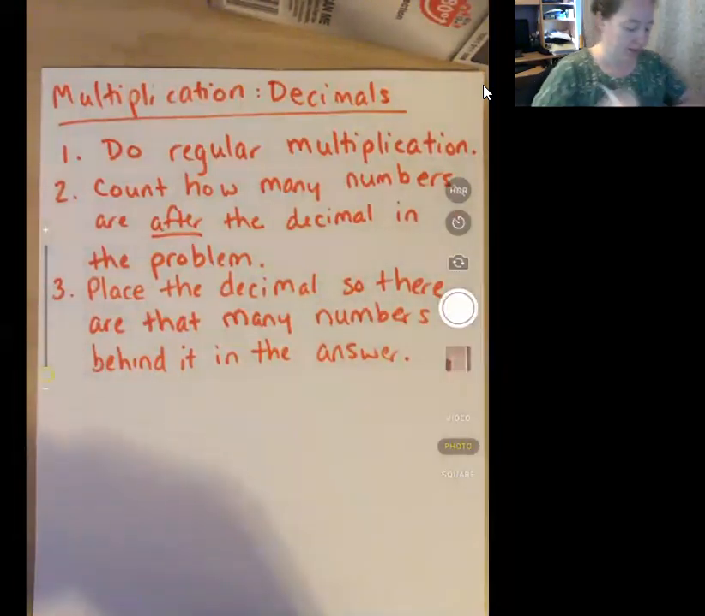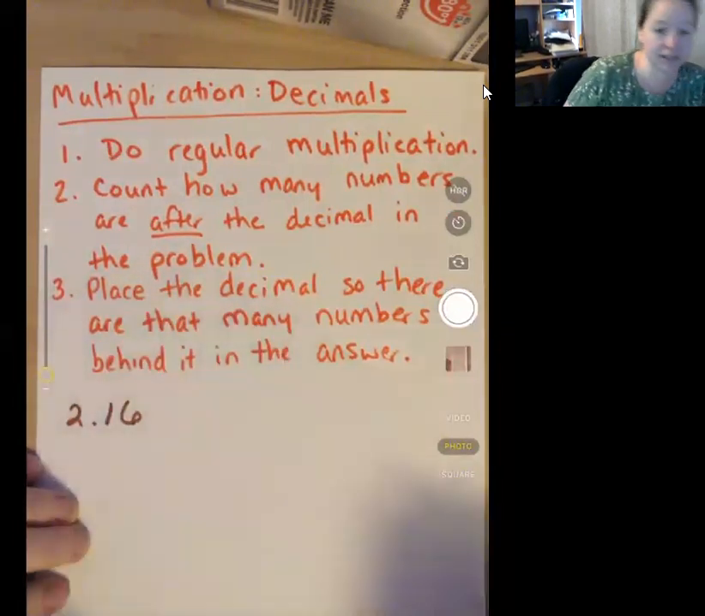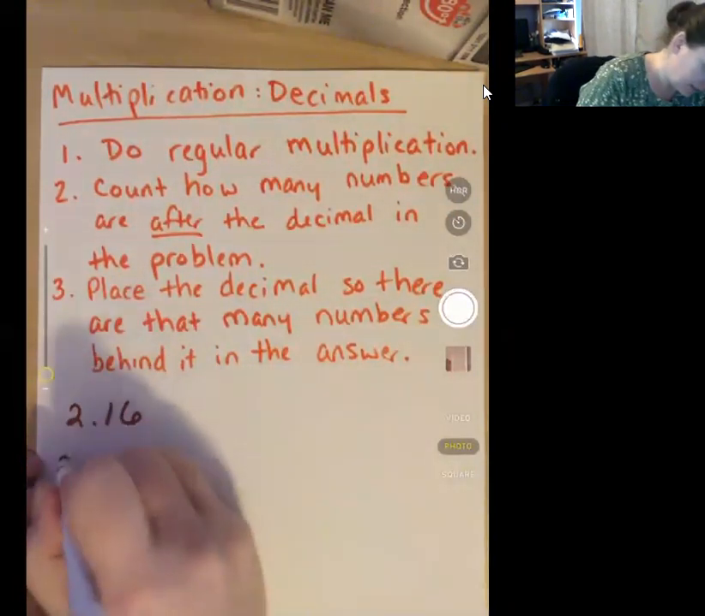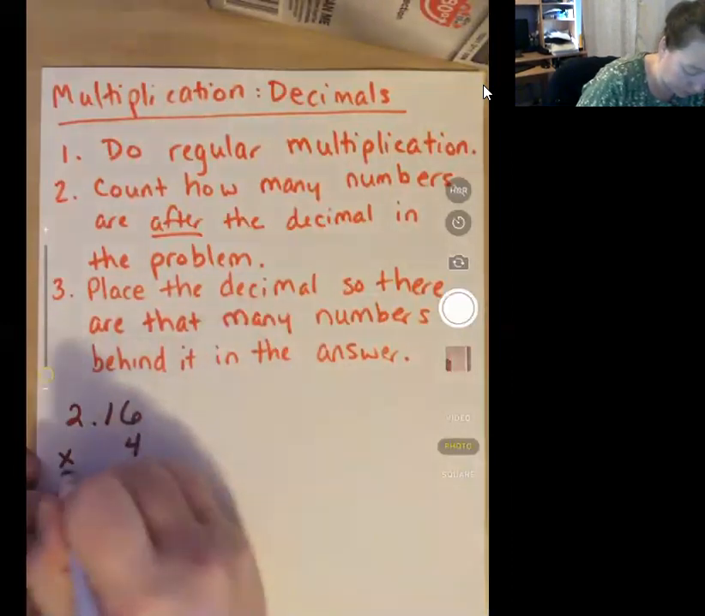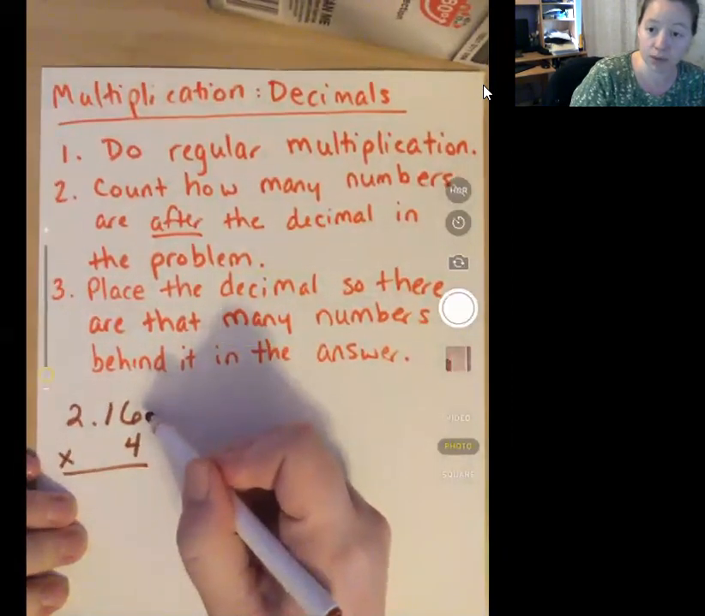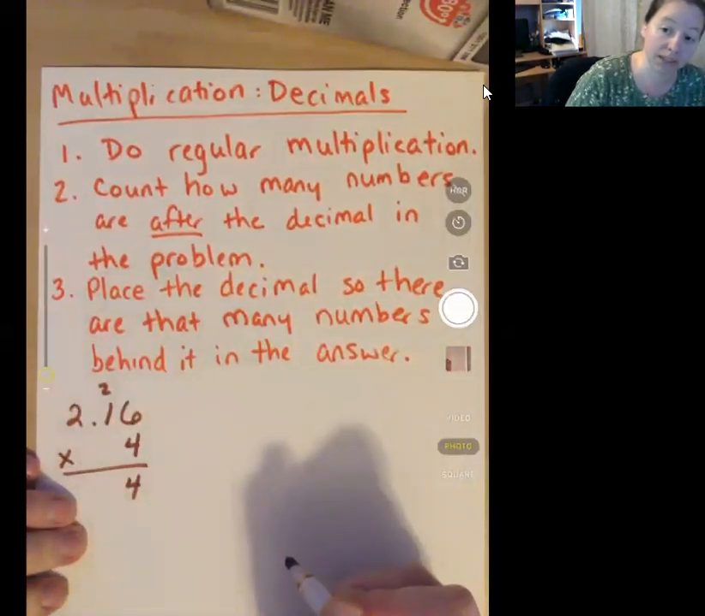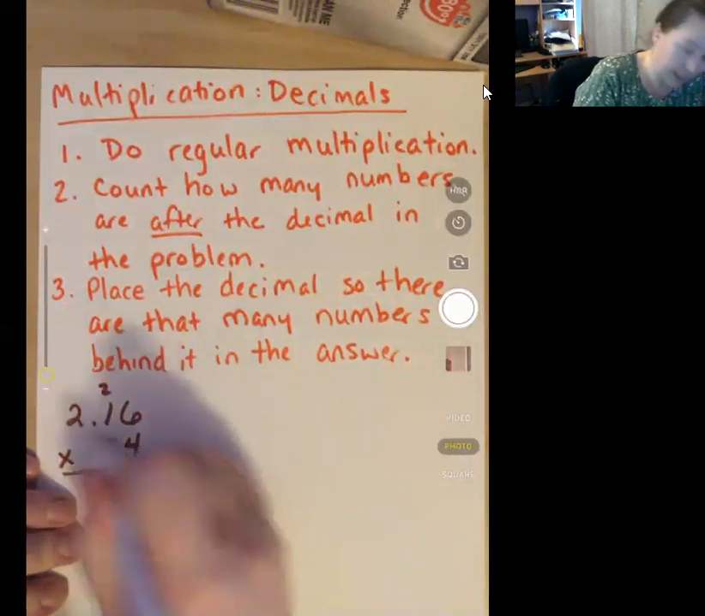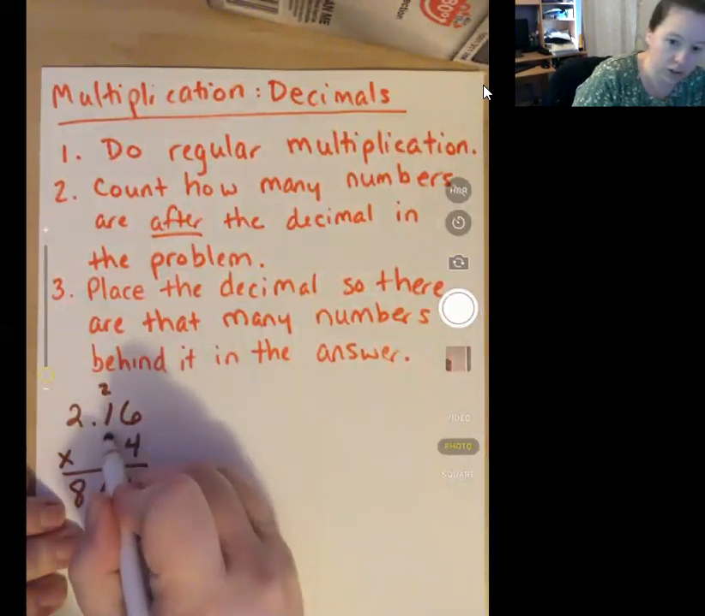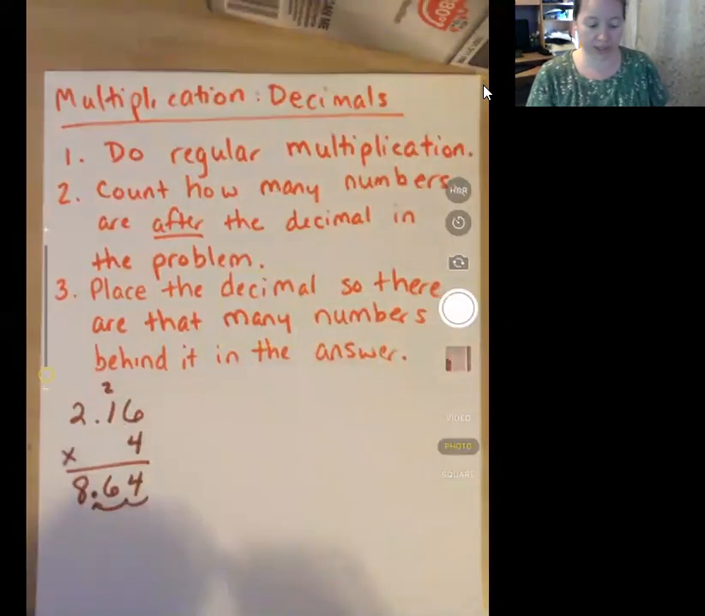Let's look at this. If I have 2.16, so that's 2 and 16 hundredths, times 4. Okay, starting with an easy one. I go 4 times 6, which is 24. 4 times 1, 4 plus 2, 6. 4 times 2, 8. And then I count 1, 2. So I go 1, 2, right there.